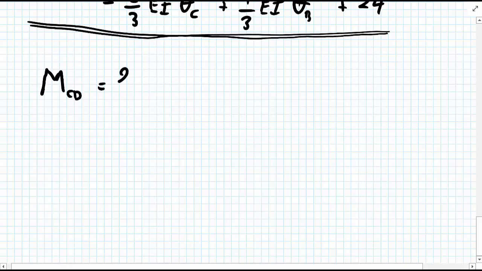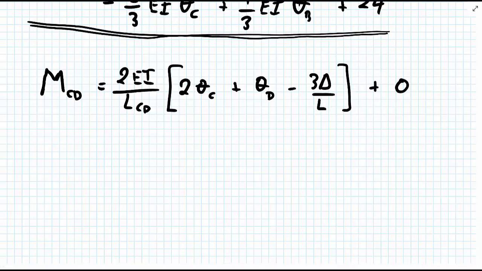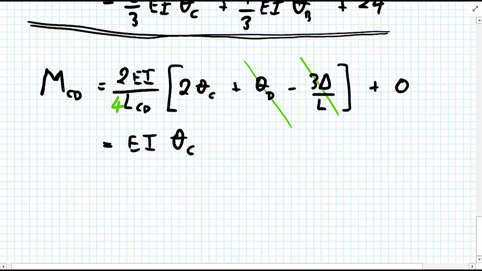MCD equals 2EI upon LCD into brackets 2 theta C plus theta D minus 3 delta upon L plus the fixed end moment, and there's no loading, so that fixed end moment is 0. And remind ourselves again, we have no delta term and we have no theta D term, so we can tidy this up to MCD is equal to, and remind ourselves also that LCD was 4 meters, so MCD equals EI theta C.